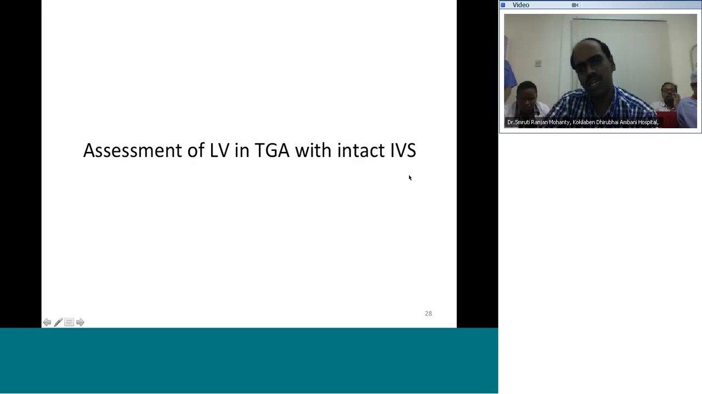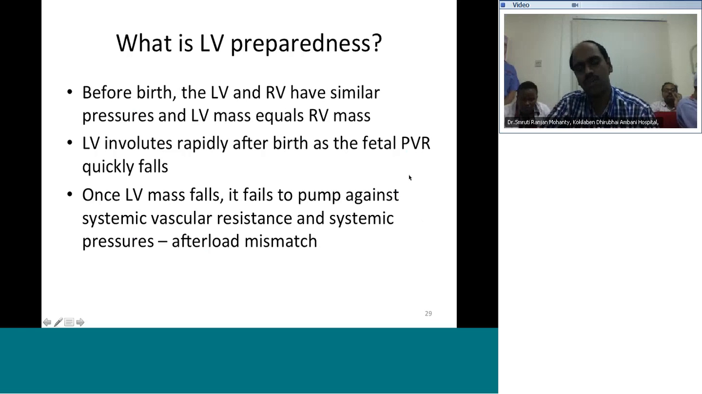Assessment of the left ventricle in a transposition with intact ventricular septum. Why is it important? We need to understand whether the LV is prepared for an arterial switch. Before birth, LV and RV have similar pressures and similar mass, so obviously either ventricle can take the systemic circulation. But after the baby is born, when the fetal pulmonary vascular resistance falls, the left ventricle involutes. Once the left ventricular mass becomes very low, it cannot pump against the systemic vascular resistance because of afterload mismatch.